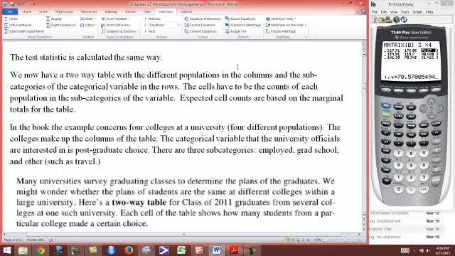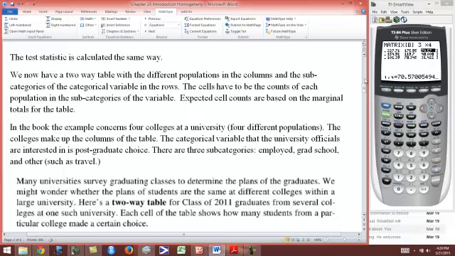But we now have a two-way table with the different populations in columns and the subcategories of the categorical variable in the rows. This is a frequency table, not a relative frequency table. It's an absolute frequency table in that the actual counts are in the cells. So we can't have percentages. Expected cell counts are based on the marginal totals in the table.